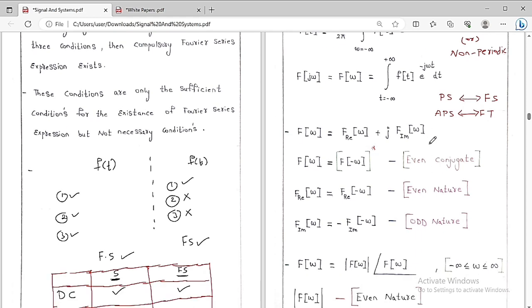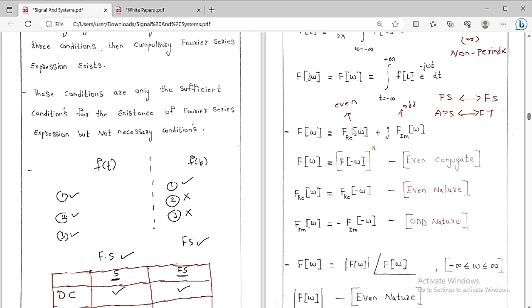Now, if you see clearly, the real part of omega is always of even nature. It satisfies F real of omega equals F real of minus omega. And the imaginary part is always of odd nature, which is F imaginary of omega equals minus F imaginary of minus omega. Listen carefully: the real part satisfies the even nature, and the imaginary part satisfies the odd nature.